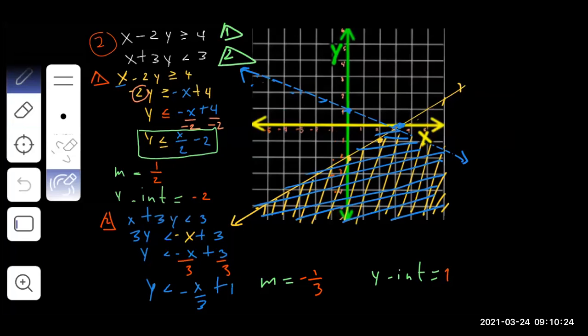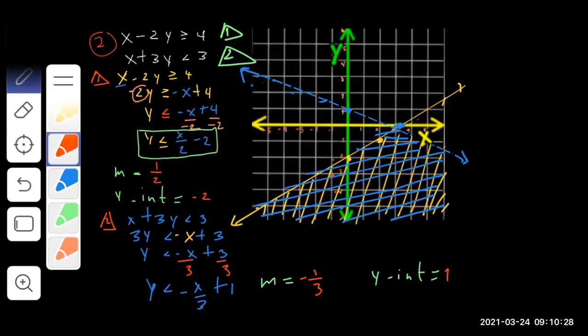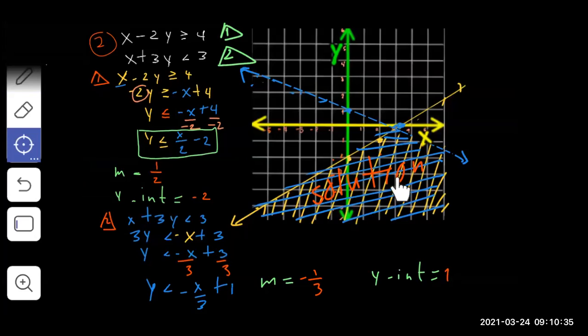This is my solution, guys. That area, the overlapping area, is my solution. Just like that. If you don't believe me, take a point here, substitute it into each inequality, and you will see that it is true.